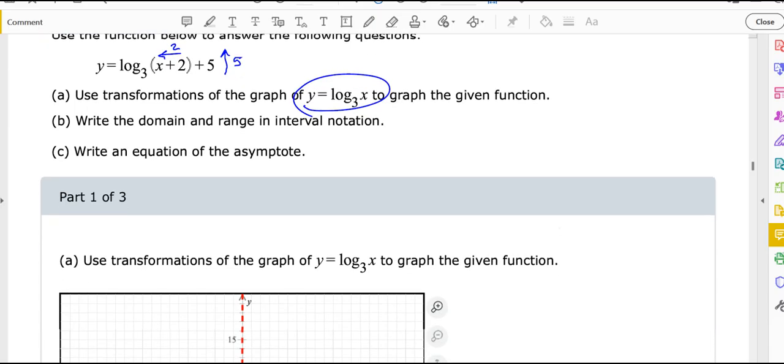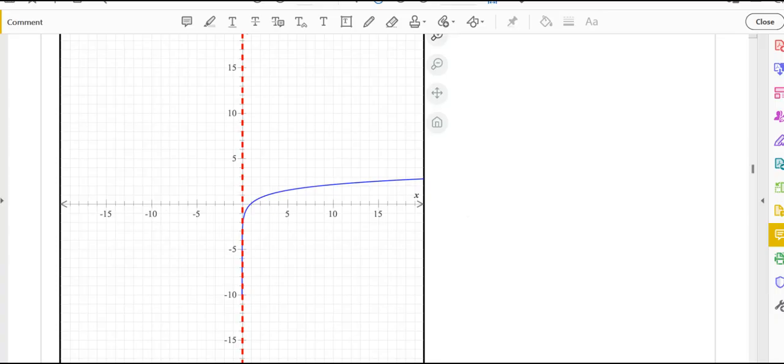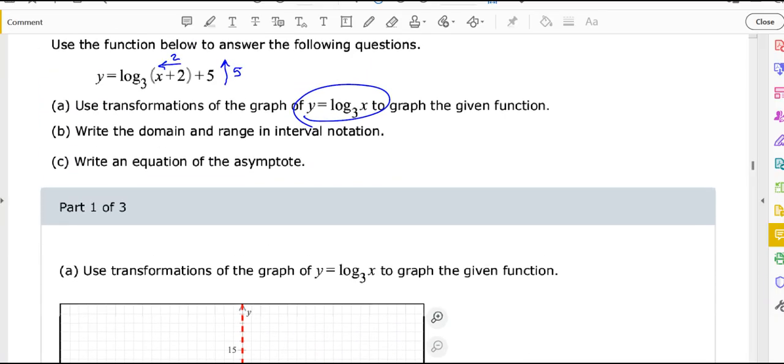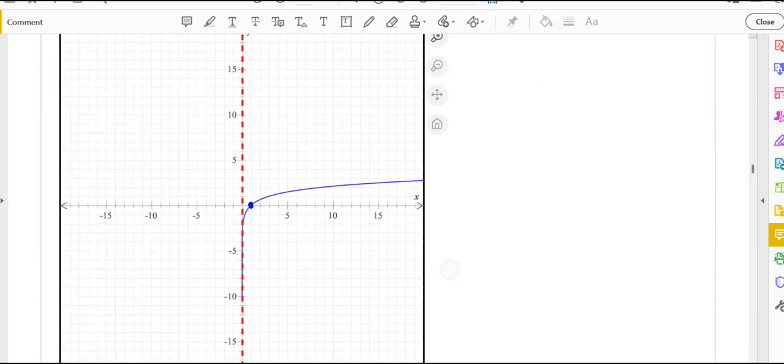So we can go grab a point. Let's grab the point (1, 0). And I'm going to move it, what did I say, 5 up and 2 left. 1, 2, 3, 4, 5, 1, 2. Now, where is that asymptote going to move? That asymptote has to move 2 to the left. So it's going to be here at x equals -2. And it should automatically graph it like so.